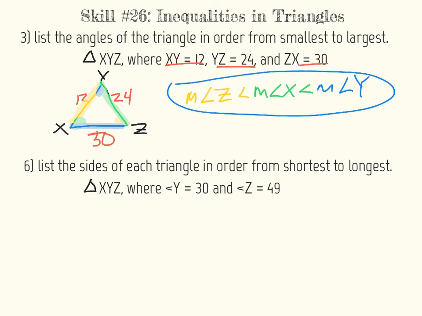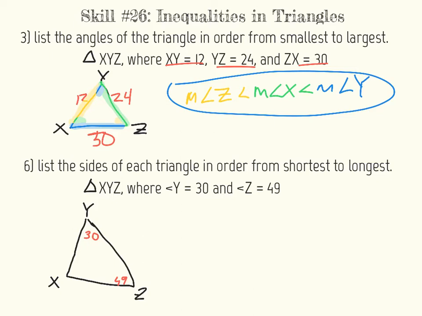For number 6, we're going to list the sides of the triangle in order from shortest to longest. So this time it's the same thing, except we're looking at the angle measures. So again, I'm going to draw a triangle, X, Y, and Z. Okay, and what I'm going to be looking for is the angle measure. So I'm going to start by putting in what I know is true. So angle Y is 30. Angle Z is 49. But I need to find angle X.